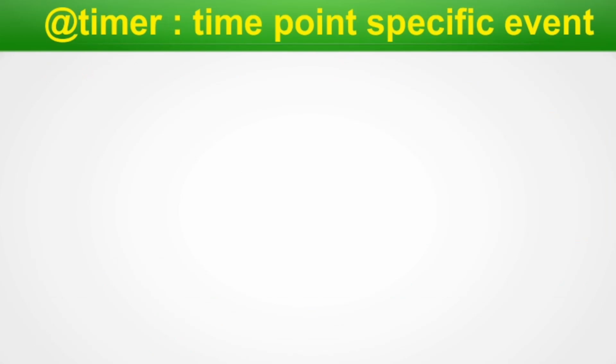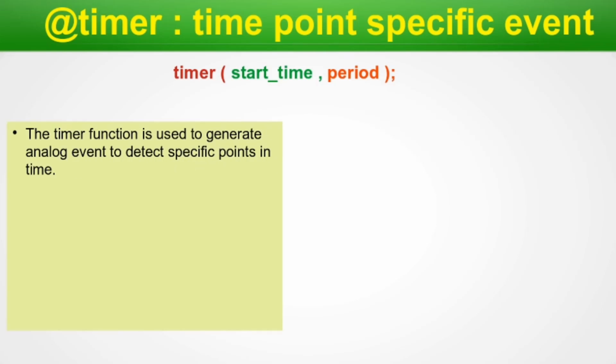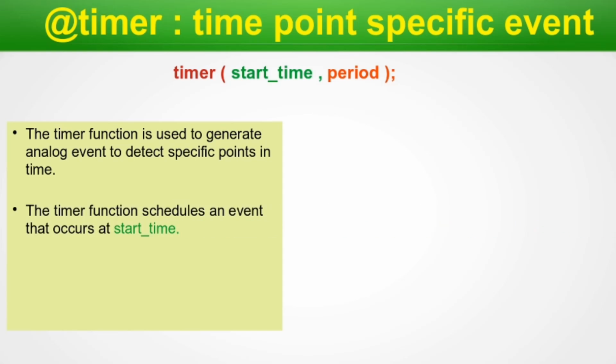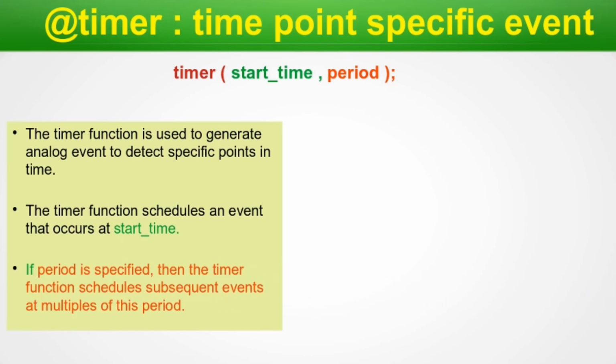That is the @timer, the time point specific event. Let's look at the syntax. It is timer, then start time, then period. The timer function is used to generate an analog event to detect specific points in time. The timer function schedules an event that occurs at start time. If the period is specified, then the timer function schedules subsequent events at multiples of this period.